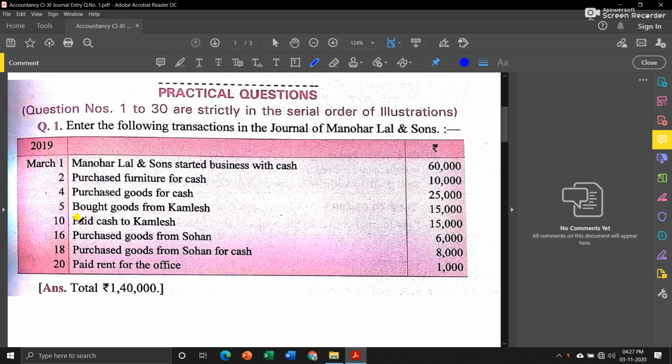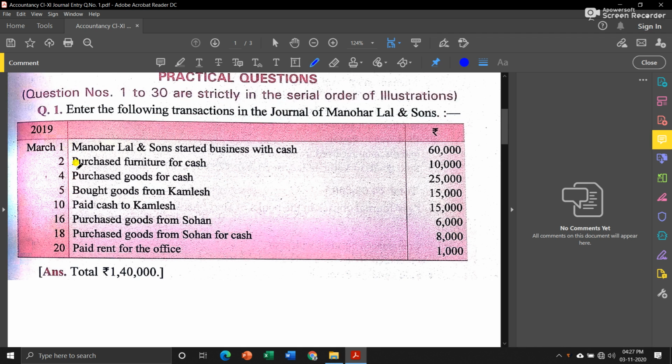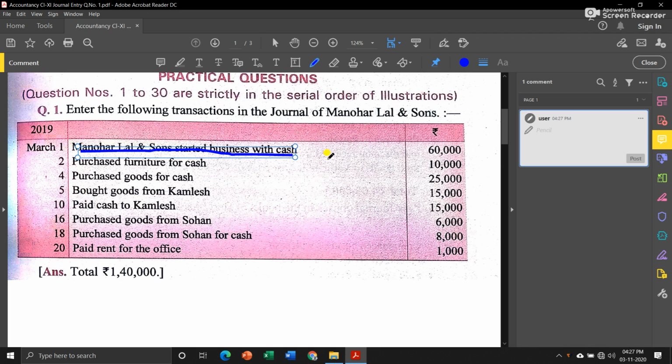Now the first important step for us to think is that we have to analyze each transaction and we have to find out what are the two types of accounts involved, and after that we have to see which rules do we have to apply. Now when we look at the first transaction, Manohar Lal and Sons started business with cash. Means they started their business with cash in the form of capital of rupees 60,000.